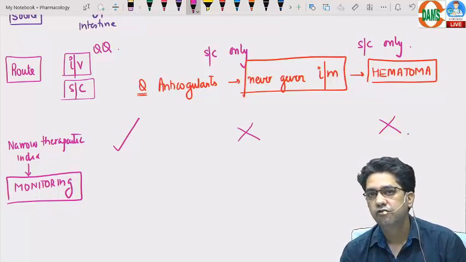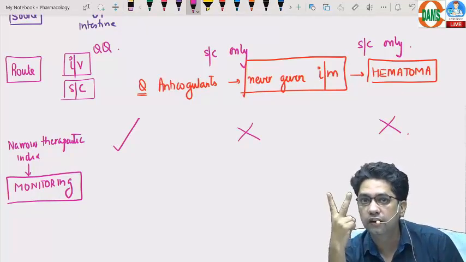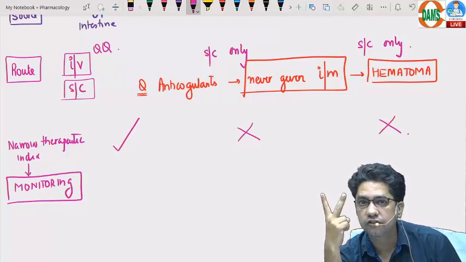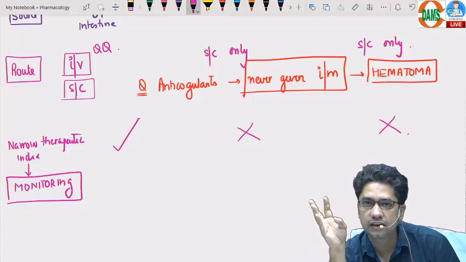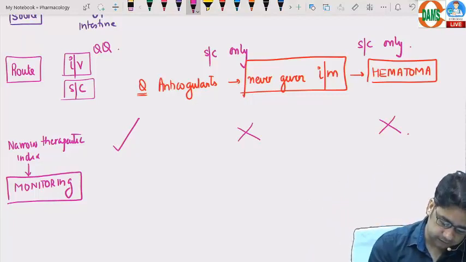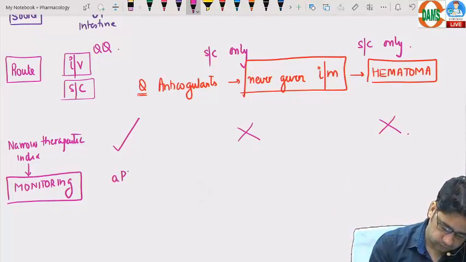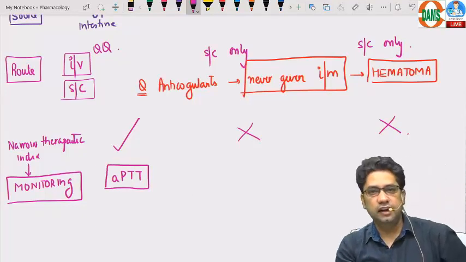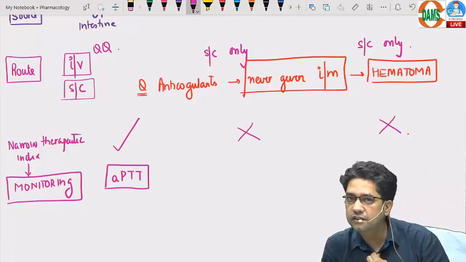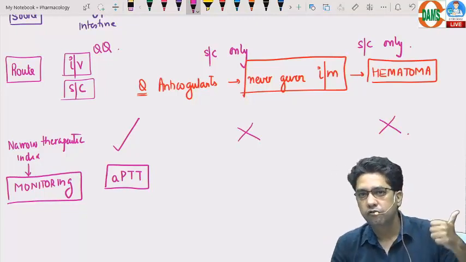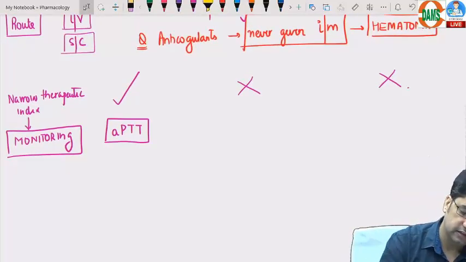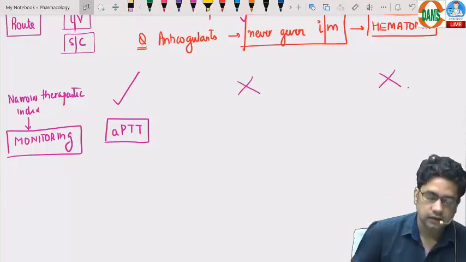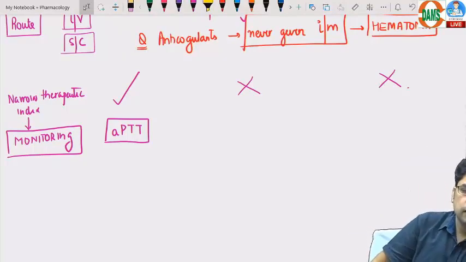And tell me, factor 10 is coming and factor 2 is coming. Factor 2 is coming. Because of factor 2, thrombin activates intrinsic pathway 5, 8, 9, 11. You will do which monitoring? APTT. Which monitoring do we do in intravenous anticoagulants? Always APTT. Warfarin with PT monitoring, these with APTT monitoring. Easy, the work became easy, right?